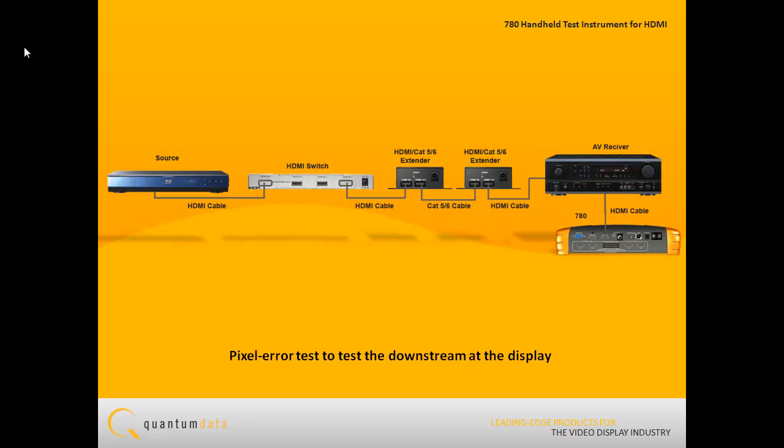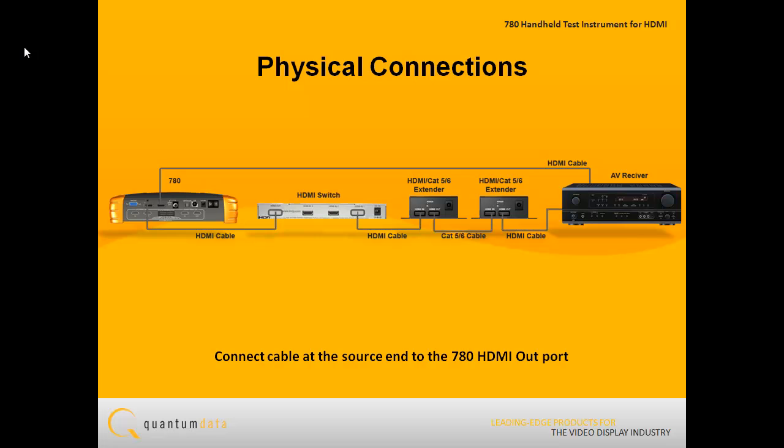If the cable or distribution system is already installed, the 780 has a related feature called the pixel error test that enables you to test at the far end at the display. When testing an HDMI distribution system, you connect the HDMI cable at the source end to the 780 HDMI output and the HDMI cable that will go at the display end to the 780 HDMI input.